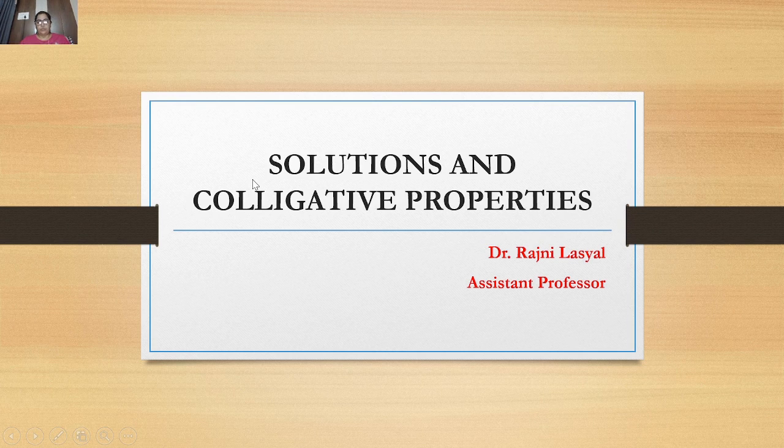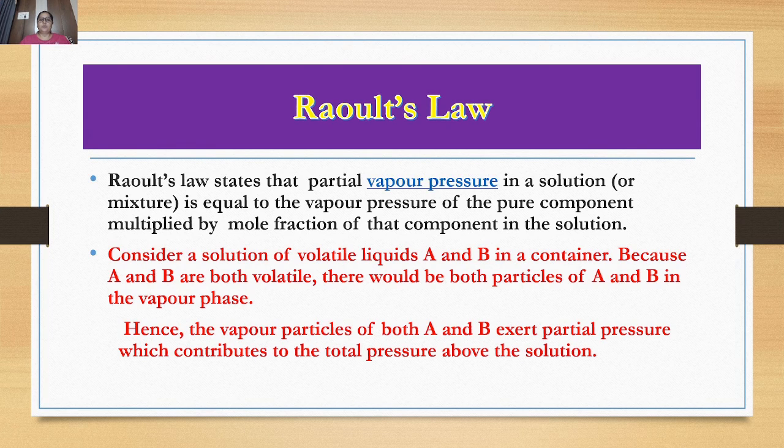Hello everyone. Let us continue our chapter Solutions and Qualitative Properties. So today's topic is Raoult's law. According to Raoult's law, the partial vapor pressure in a solution is equal to the vapor pressure of pure component multiplied by mole fraction of that component in the solution.